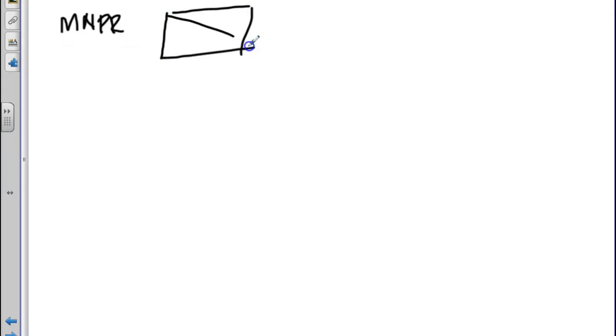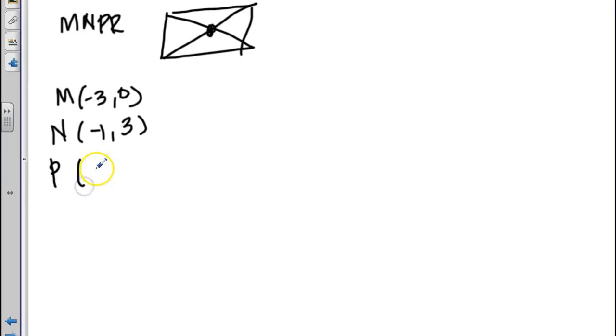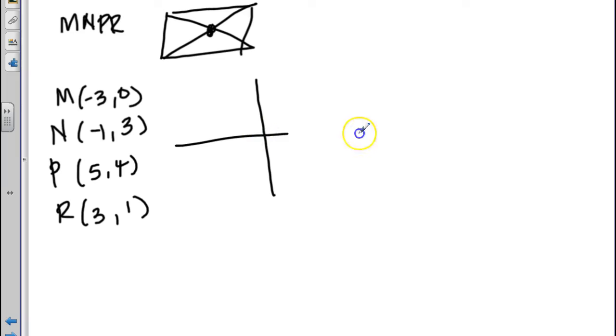All right, last one, and then I will let you go. We want to find the coordinates of the intersection of the diagonals of parallelogram MNPR. So here's my parallelogram, here's my diagonals. We're trying to find that point right there where they meet. Where M is negative 3, 0, N is negative 1, 3, P is 5, 4, and R is 3, 1. All right, so let's just sketch this real quick.